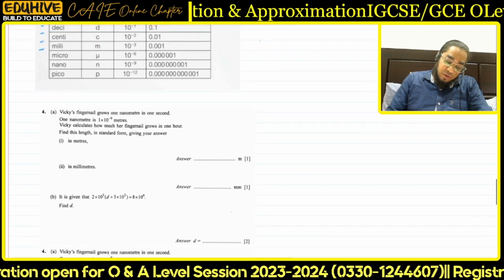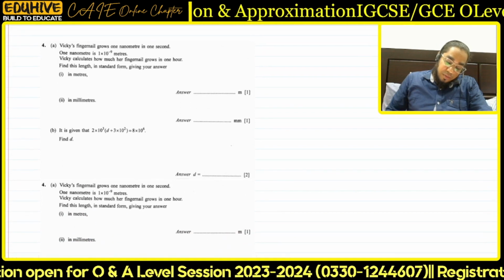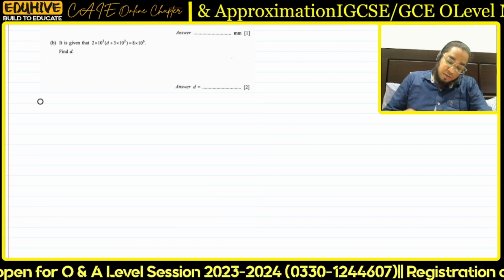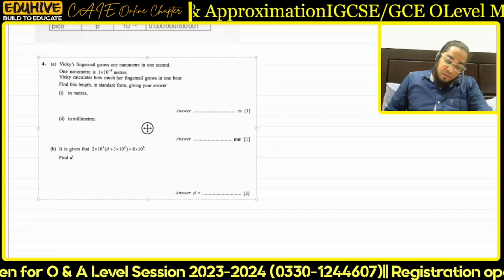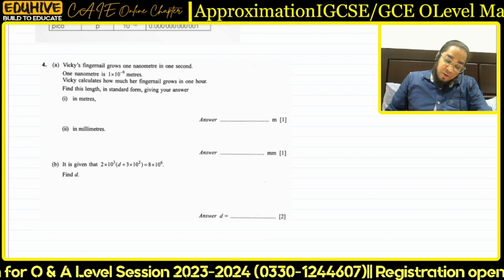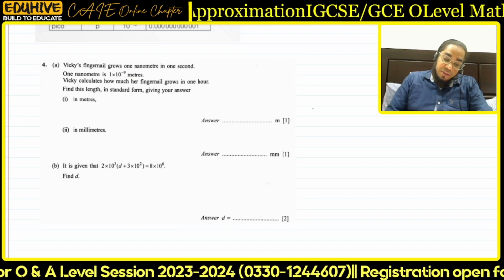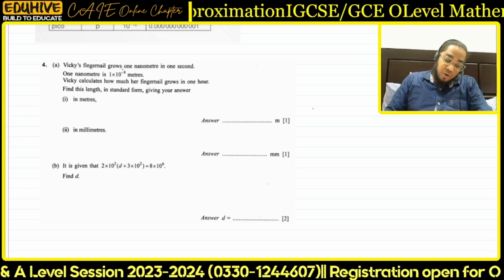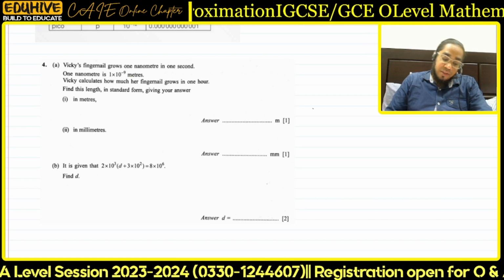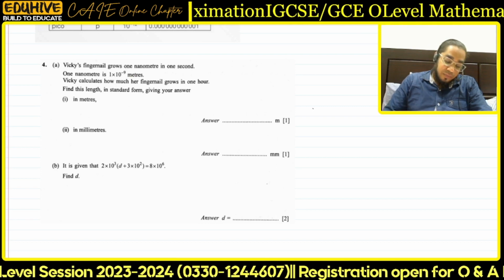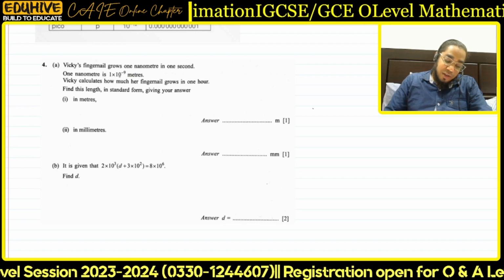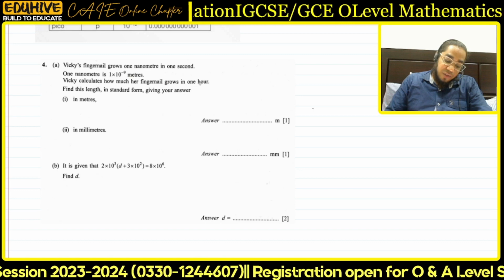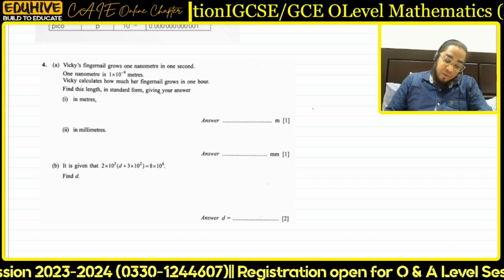So we got the question over here, and I'm removing this one too because I just put it twice. Okay, so here we go. In this question, Vicky's fingernail grows 1 nanometer in 1 second. Oh my god, that's quite technical. 1 nanometer is 1 into 10 to the power minus 9 meters. Vicky calculates how much her fingernail grows in 1 hour. Find its length in standard form.